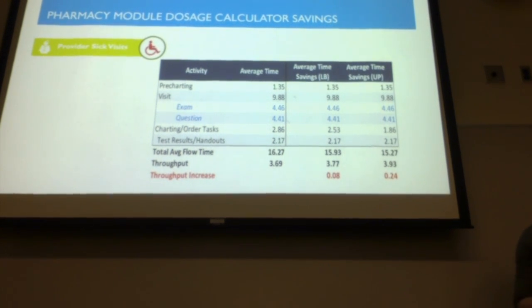So looking at the impact of this recommendation, we will see that this particular recommendation only applies to providers' sick visits, and we'll see a throughput increase from somewhere between 0.08 more patients per hour for every single provider to 0.24 more patients per hour for every single provider.